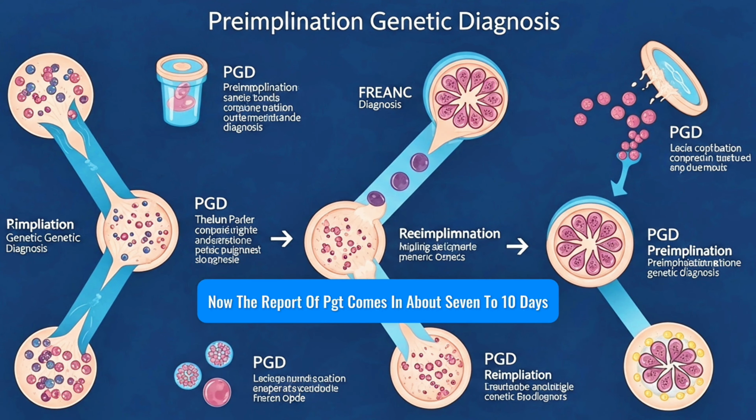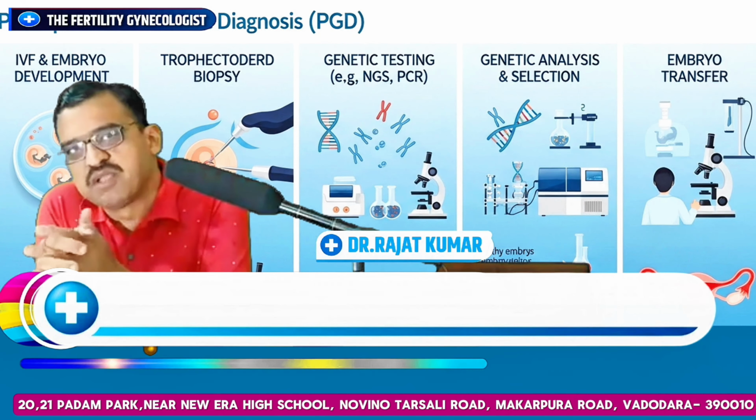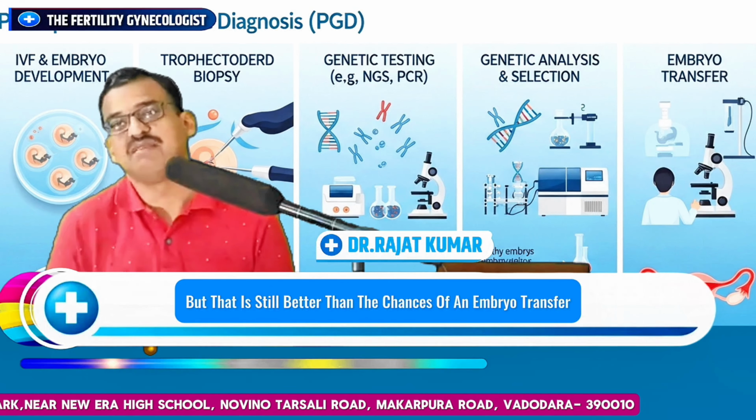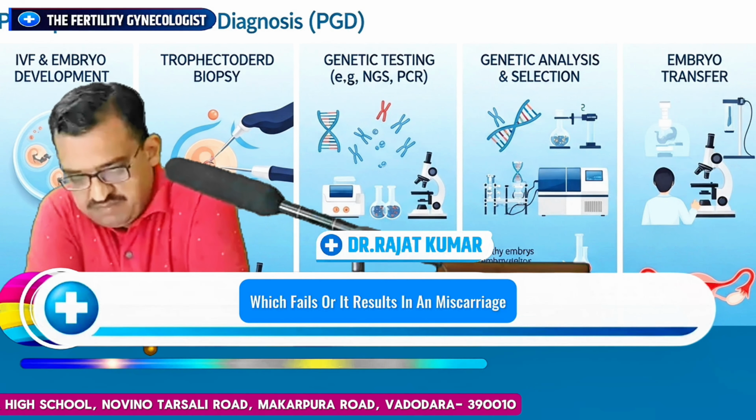Now the report of PGT-A comes in about 7 to 10 days. If it is a specific complex genetic condition, then it might take 2 to 3 weeks, but in most of the cases 7 to 10 days. Usually per embryo, PGT costs about 10 to 15,000 bucks, but that is still better than the chances of an embryo transfer which fails or which results in a miscarriage.